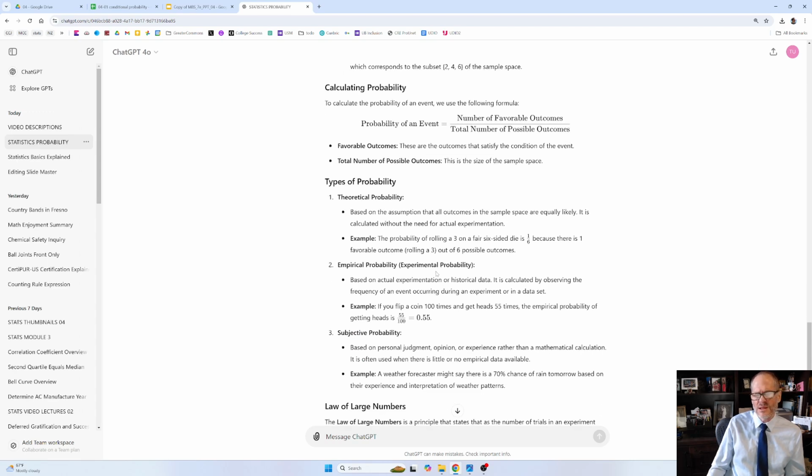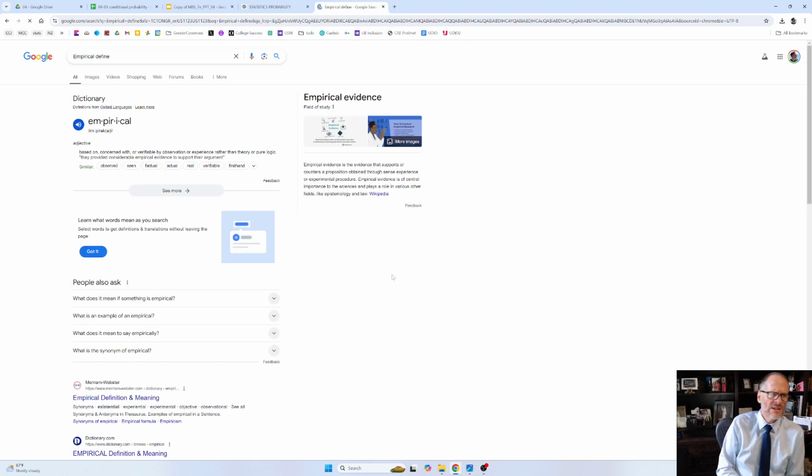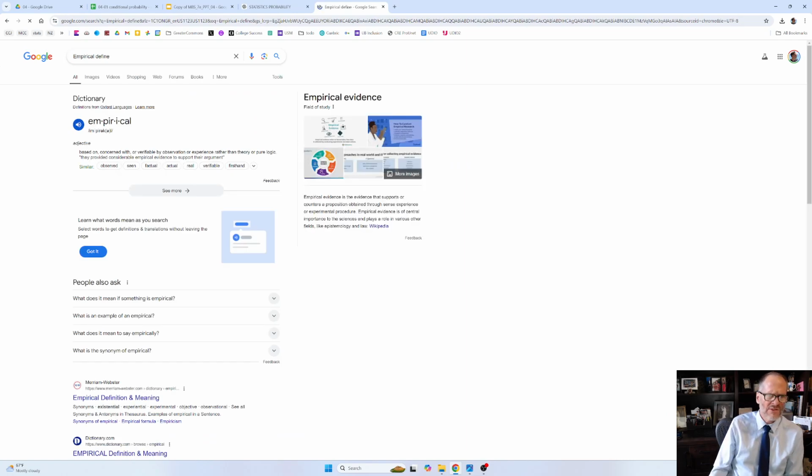And then another way is we could look at past data. Empirical is one way to say something happened in the past, right? It means based on, concerned with, or verifiable by observation or experience rather than theory or pure logic. They provided considerable empirical evidence, right? Evidence from the past to support their argument. So observation or experience would be things that have occurred in the past. So I think of empirical as something that happened in the past, empirical evidence.